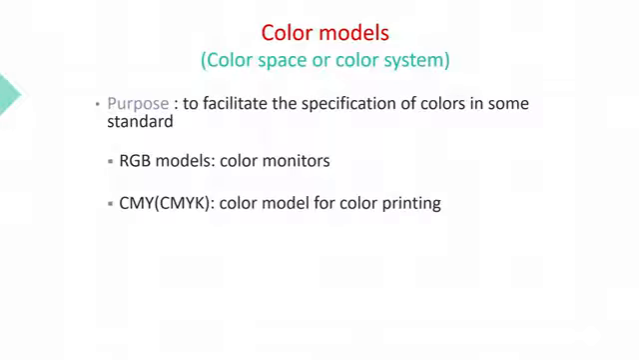The second one is CMY, and in brackets, CMYK. CMY means cyan, magenta, yellow, whereas K represents the black color. This type of model is mainly used in the printing process. If you go to a printing press or a color printing machine, you will have these colors filled in it. And one more application I would like to highlight here is paint shops.